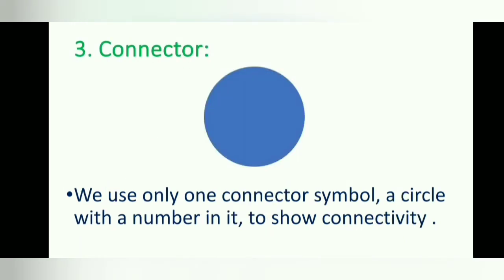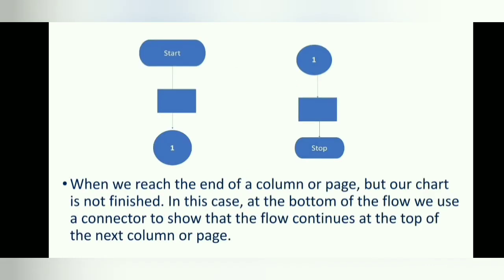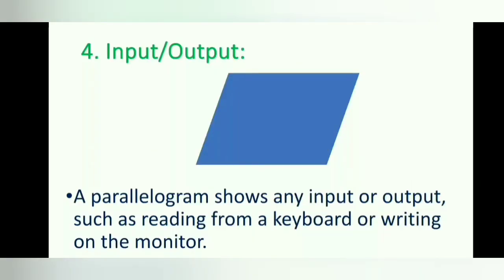Connector. We use only one connector symbol, a circle, with a number in it to show connectivity. When we reach the end of a column or page but our chart is not finished, in this case at the bottom of the flow, we use a connector to show that the flow continues at the top of the next column or page.